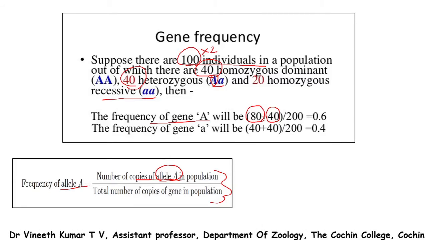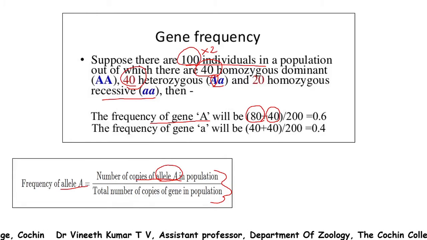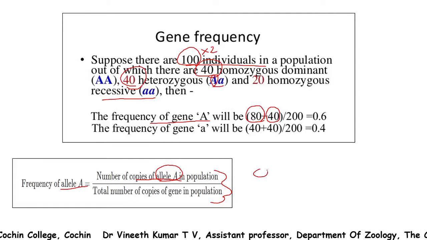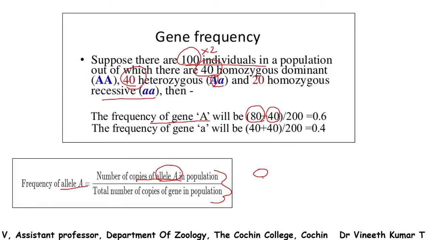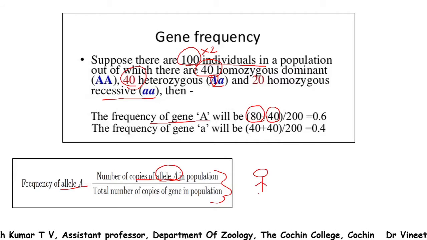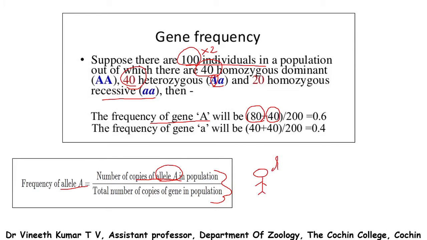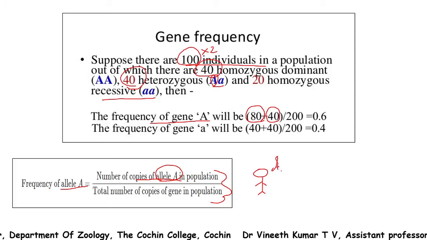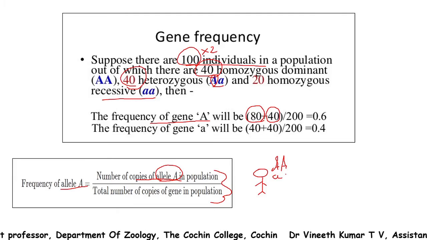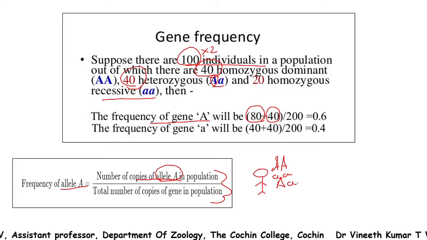is housing two copies of that particular gene, either capital A small a, or small a small a. So if I take a particular individual, say this is the individual I consider in a population, in this particular population, okay, this individual may have two copies of this gene. Either he will have two capital A's like this, or he may have two small a like this, or he may have capital A small a. So this is the possibility.